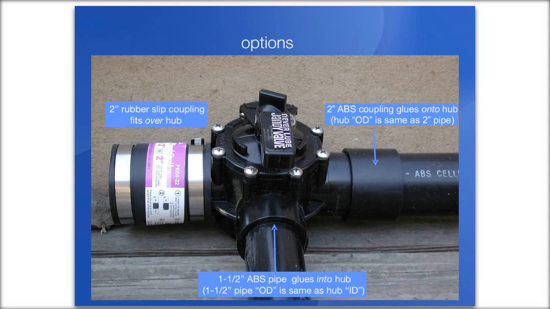Okay, here's an example of different choices. You can see on the right-hand side we've used an ABS coupling to join 2-inch ABS pipe, gluing it to the outside of the hub on the three-way valve. On the left side, that's a slip coupling, which also goes over the hub. And in the bottom one, 1.5 inch ABS pipe is glued into the hub.